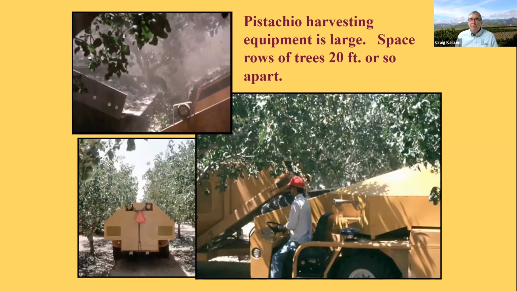So let's talk about the actual spacing. Pistachio harvesting equipment is large, so we want to space the rows of trees 20 feet or so apart. You can imagine, from this picture here, these trees are still fairly young, but we can already see how big this equipment is. So we have to have the rows far enough apart to get this big shaking equipment in and whatnot.